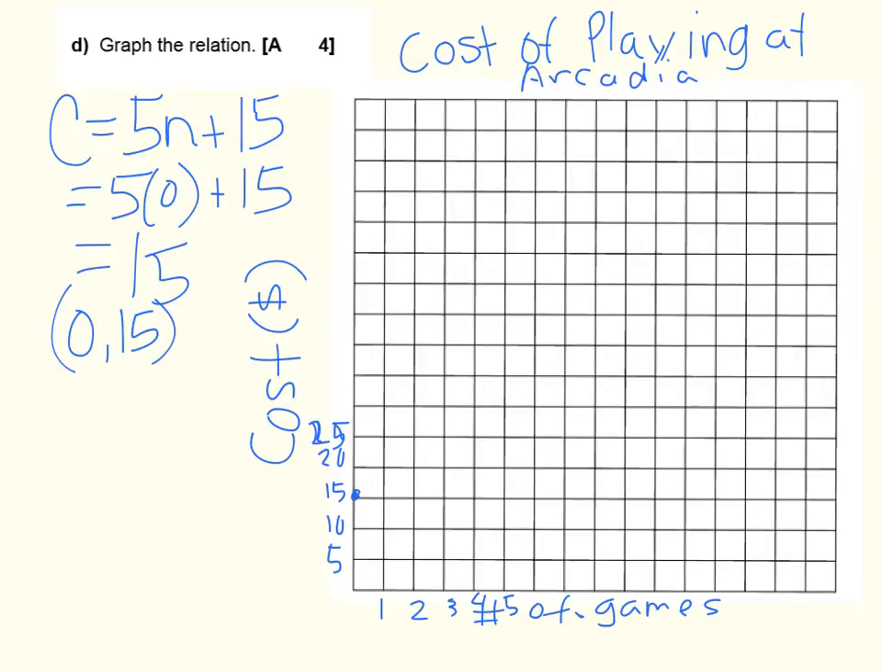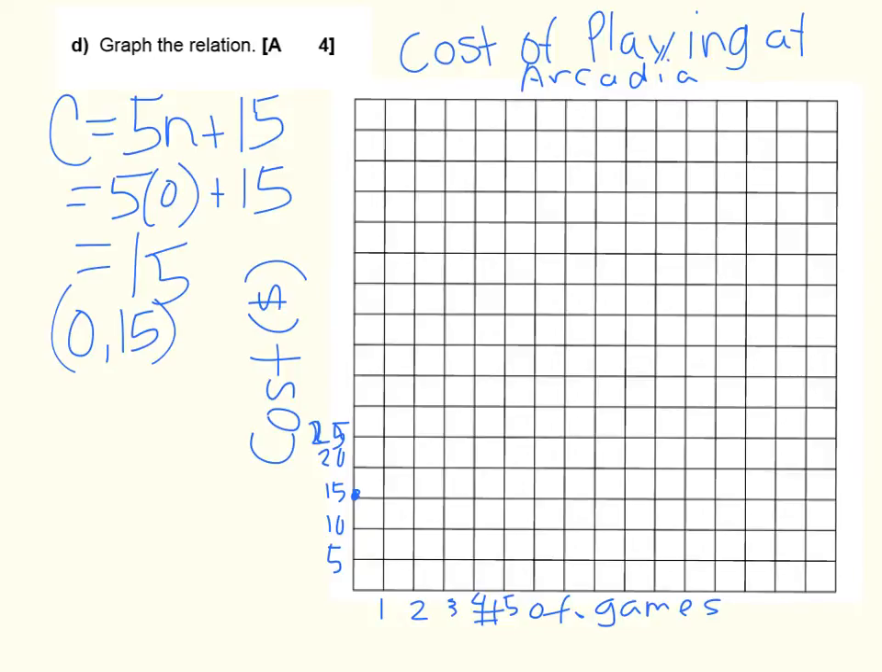I saw a lot of students mislabel (0, 15) and put it here. That's not correct. This would mean after one game you only pay $15, but what we know is at one game it's going to be more than $15. At 0 games it is $15. So let me get rid of that point.